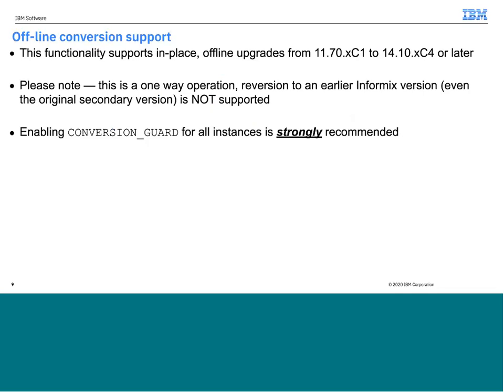Now, one of the things that we strongly, strongly, strongly recommend you do if you're going to use this type of offline conversion is to turn on the conversion guard functionality. If there's any type of problems during the upgrade process, it's going to be captured by conversion guard. You're going to be able to look and see what those problems were and go in and fix them.